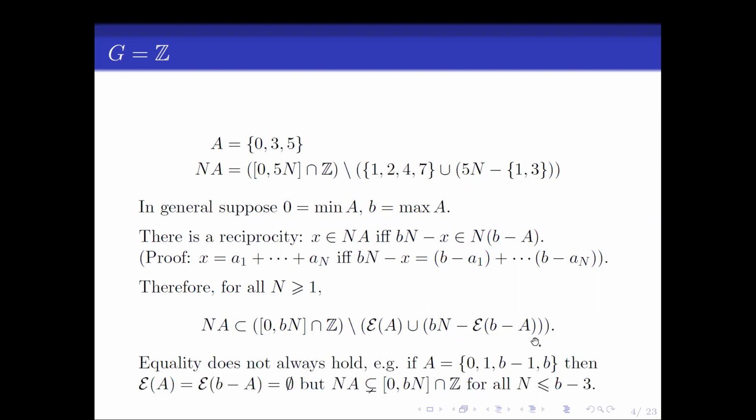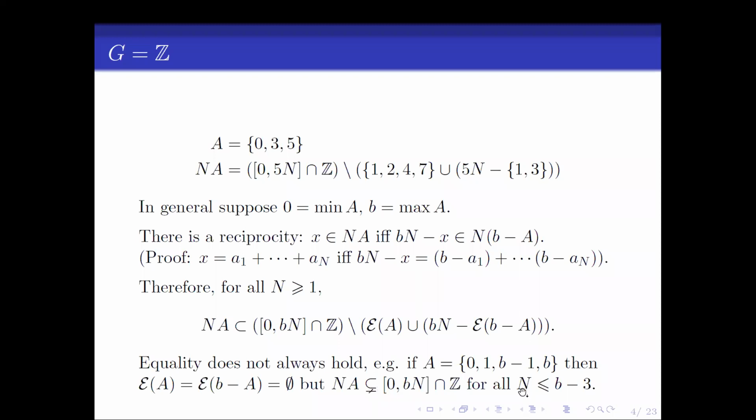Okay, but equality in this inclusion doesn't always hold, and in fact there are examples as soon as the size of A is at least 4. Here's one example. The set A is just 0, 1, B minus 1, B for any B you care to mention. Say B is 10: 0, 1, 9, 10. There are no exceptional sets. Every non-negative integer can be represented as the sum of elements of A.